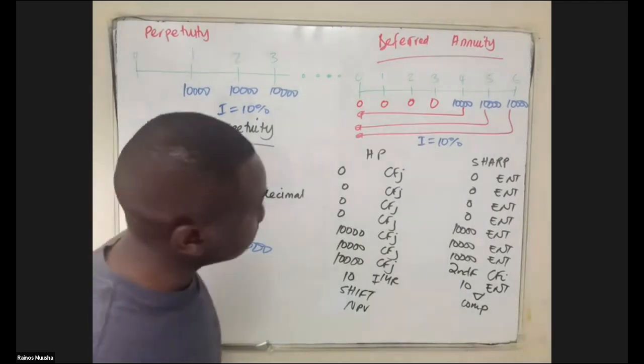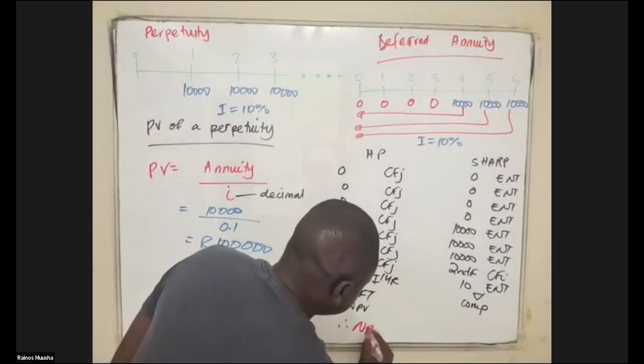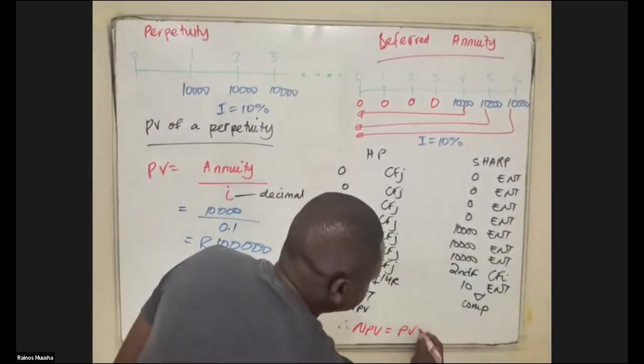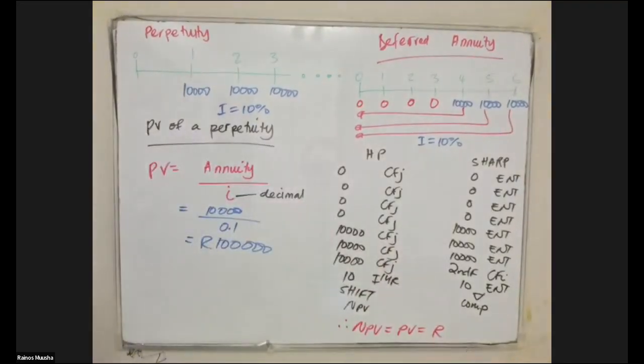Which means, in this case, the net present value is also the present value of your deferred annuity. So the net present value that you calculate there is the present value of your deferred annuity. And how much is the present value of this deferred annuity? Please take note.